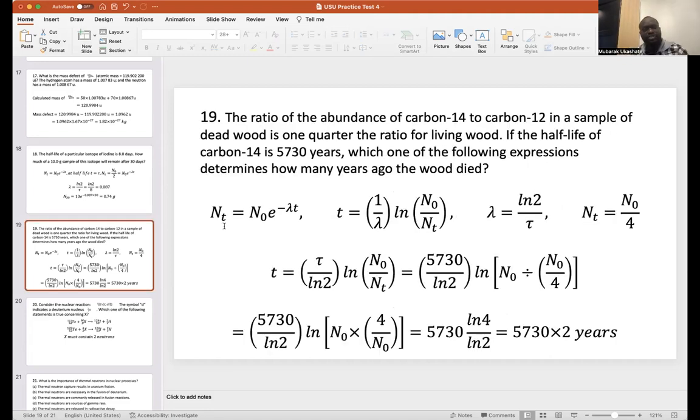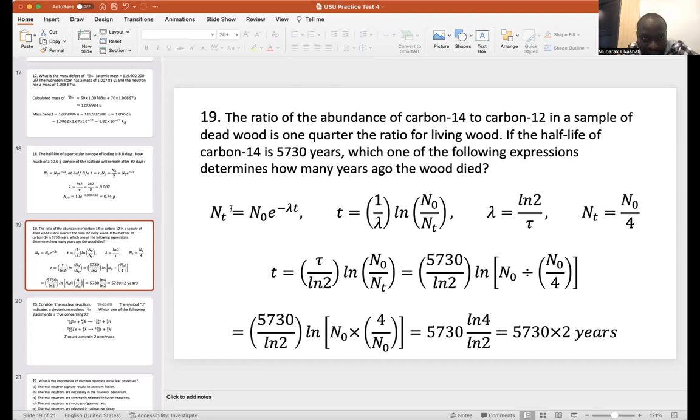Question 19 says the ratio of the abundance of carbon-14 to carbon-12 in a sample of dead wood is 1/4 the ratio for living wood. Okay, so we can get that now, that NT is N0 over 4, 1/4 for living wood. If the half-life of carbon-14 is 5730 years, also from the half-life, we can get lambda to be ln 2 over half-life. And then they're asking us to find how many years ago did the wood die. So we're looking for the time.